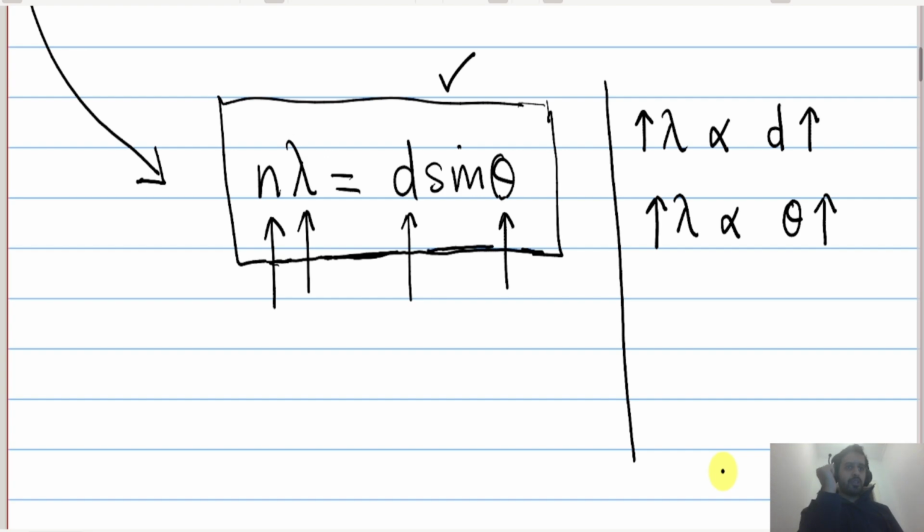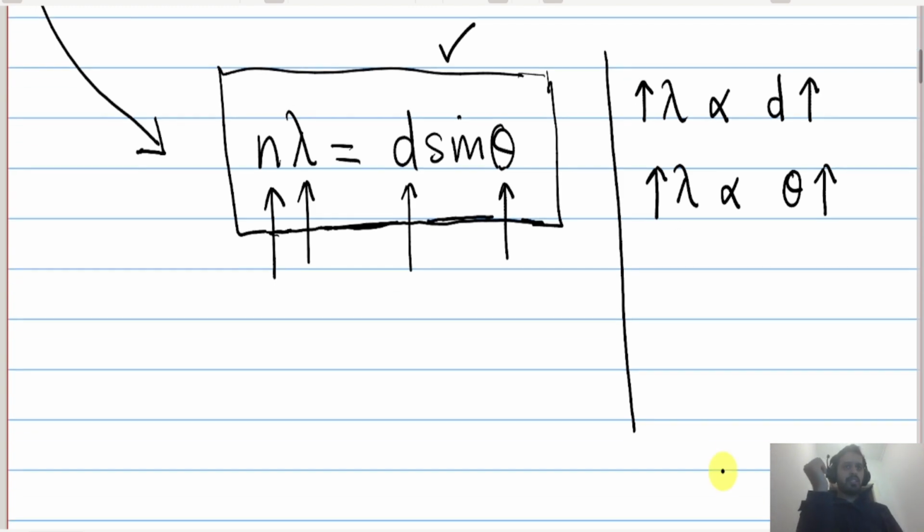Now, the question for you is how lambda and n are related. Now, to answer this question, what you need to do first, the variables that you are trying to compare should be on the opposite side of the equal sign. So you need to move this lambda, or you need to move this n to the other side of the equation. Let's move lambda to the other side. So we can write n equals d sine theta divided by lambda.